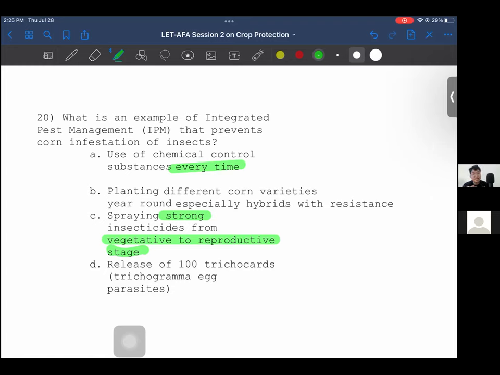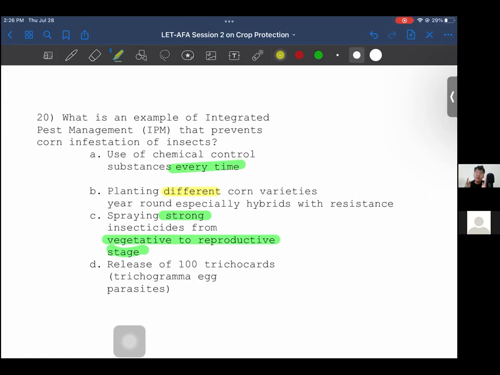Pero ang letter B natin, planting, from the term planting, it means this has been in the concept, starting pa lang, like itatanim mo pa lang siya, alam na mayroong different corn varieties. Bakit importante na mayroong different corn varieties year-round? Kasi kapag different yung corn varieties mo, hindi masasaktan yung mga insekto. Hindi sila magsusurvive. Kasi for example, imagine magtatanim ka lang ng isang plant, isang variety.